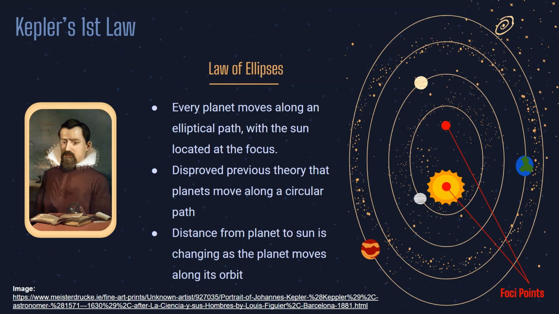Previously, it was thought that planets moved in a circular path around the sun, but Kepler found that they actually move in an elliptical path with the sun located at one of the foci points of the ellipse. Since this path is elliptical and not circular, it means that the distance that the planet is from the sun is constantly changing as it moves in its orbit.